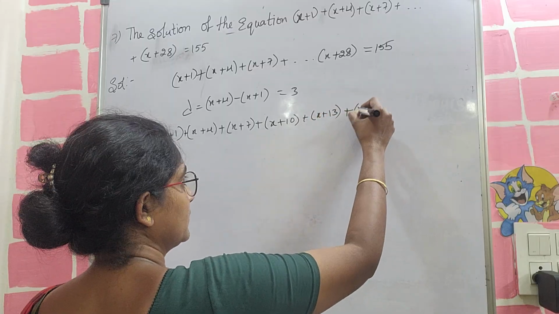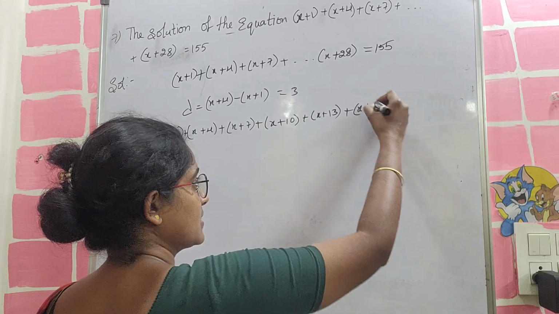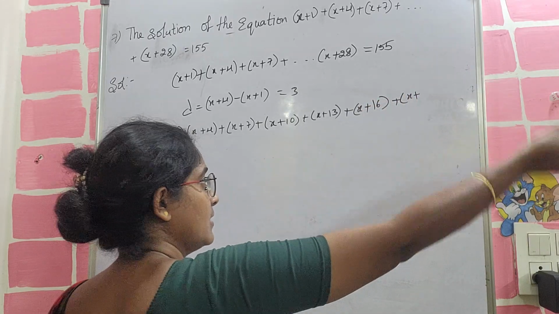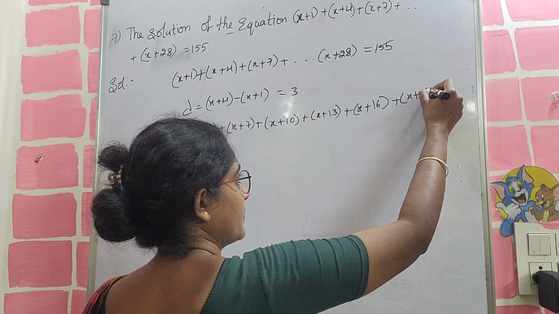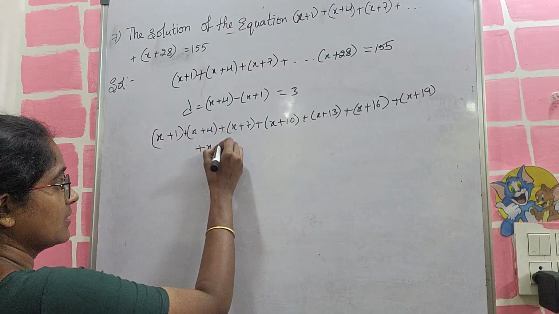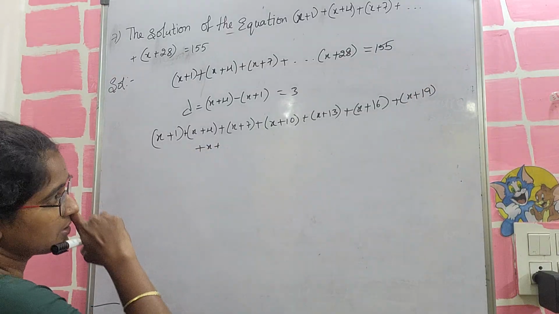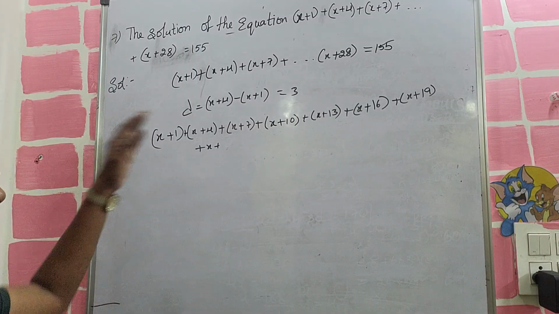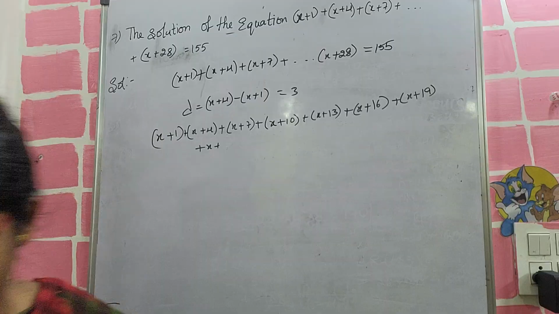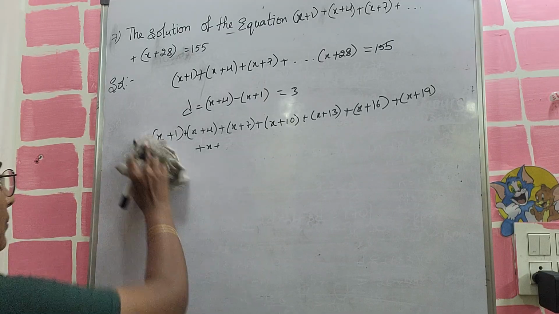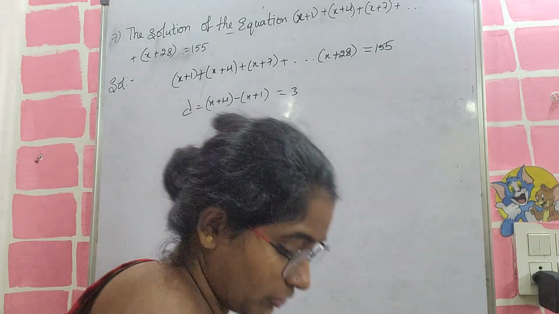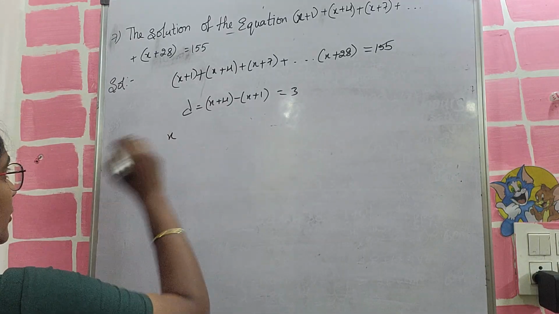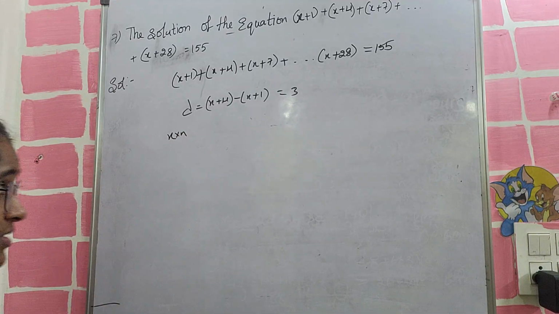Then x plus 14, 15, 16. Then x plus 17, 18, 19. Then x plus... Shall I write it all, or shall I find the last term? Yes, I think it's looking like a long process. If I write all the x into n, I don't know how many terms there are.